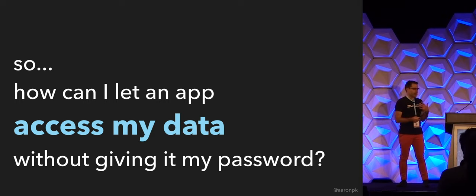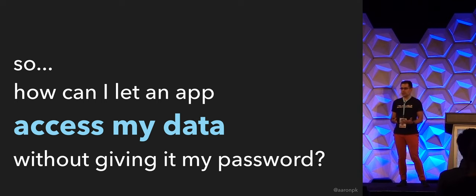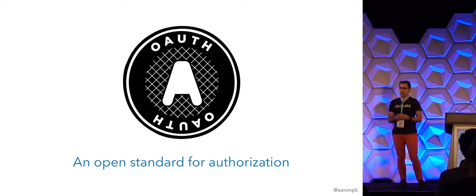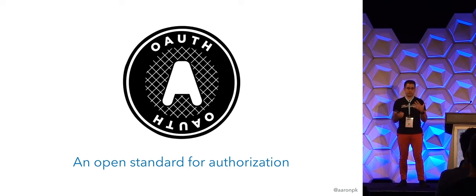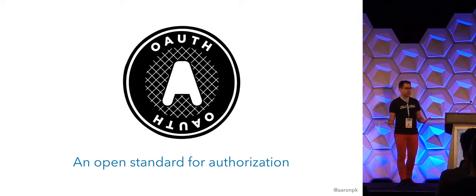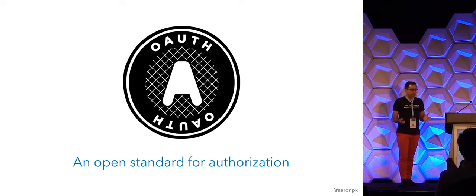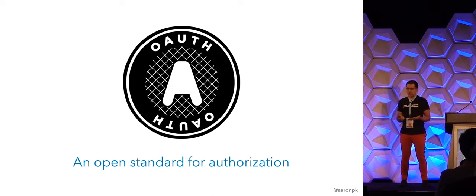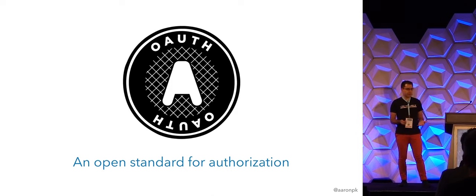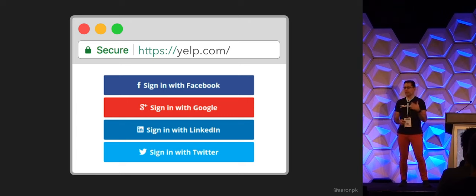So it turns out that around this time in the late 2000s, a lot of these companies were building APIs, and everybody had the same problem at around the same time. Developers at these companies got together and formed what eventually became the OAuth spec and the group that now maintains the spec. So now when a new app like Yelp launches, instead of typing your email password, it's sign in with Google, sign in with Facebook. And this is the pattern that we see now all the time.